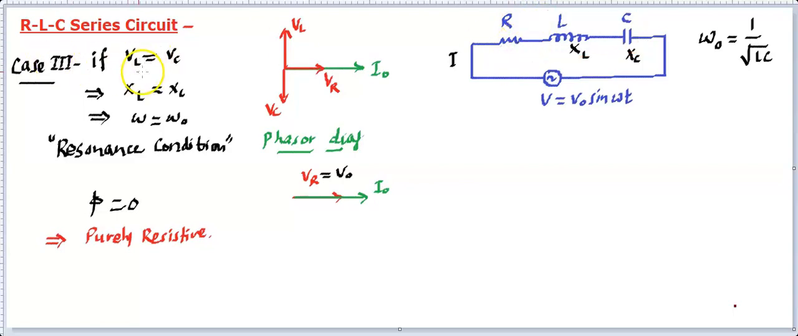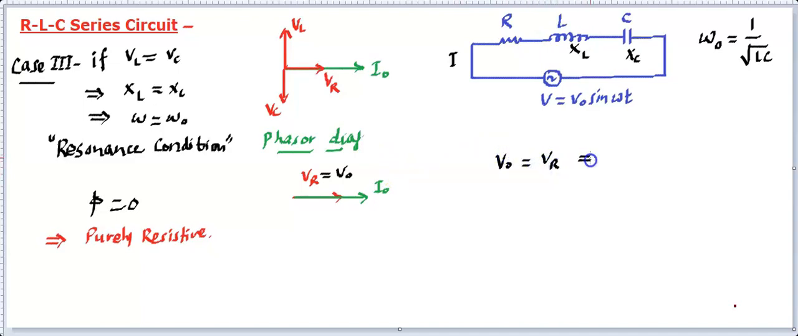In case of this VL equal to VC, that's a resonance condition. Phi becomes 0, because it is purely resistive. You know, in the purely resistive case, phi becomes 0. Then we can find how much the current is going to be, or what the impedance is. Since we are talking about the impedance, we will say V0 is equal to VR, so impedance can be calculated from there.